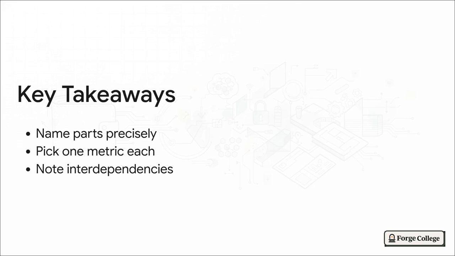So let's quickly wrap up with our key takeaways for today. First, name your components precisely based on their conceptual roles. No vague labels allowed. Second, choose exactly one observable, measurable metric per component so you can actually benchmark them later on. And third, document all your interdependencies. You need to know exactly how your key manager talks to your policy engine. If you use this structured approach, I promise it's going to massively reduce your cognitive load when you sit down to draft your full capstone overview.